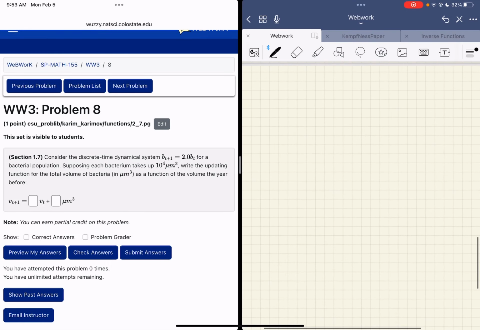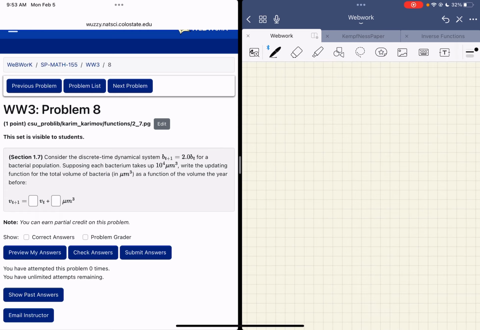All right, so consider the discrete time dynamical system, which we're going to forever abbreviate as DTDS, given by the number of bacteria next year. What are we looking at? How do we measure this? This is a yearly volume. There's a word year down here on the bottom right. Okay, so the number of bacteria next year is twice the number of bacteria this year. That's what this is saying.